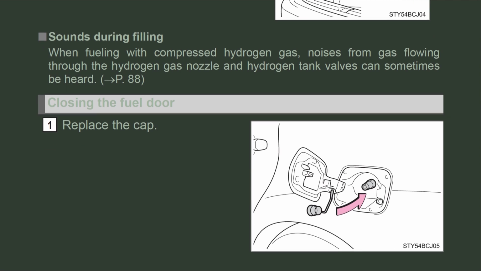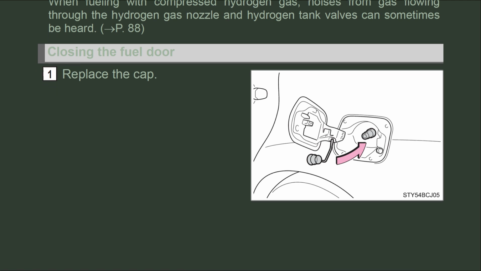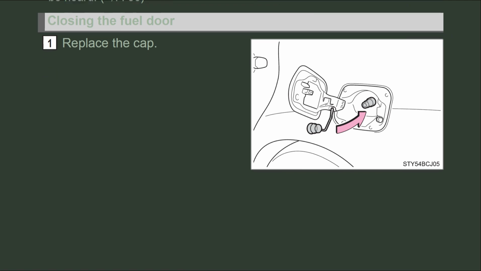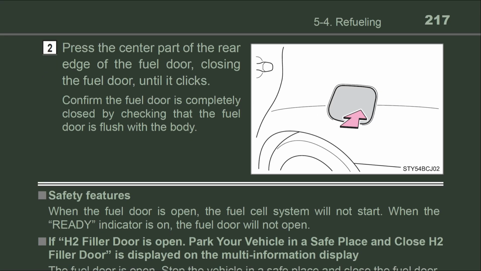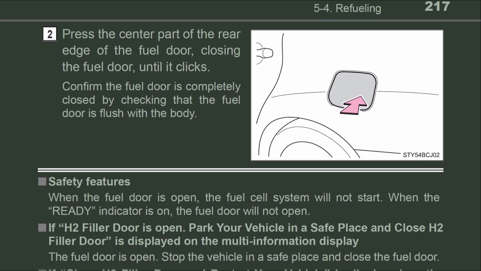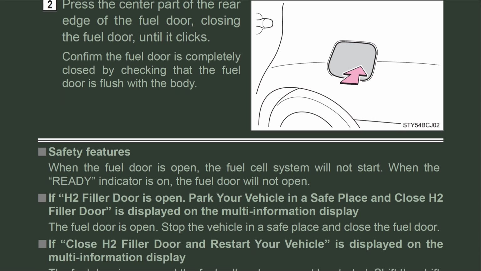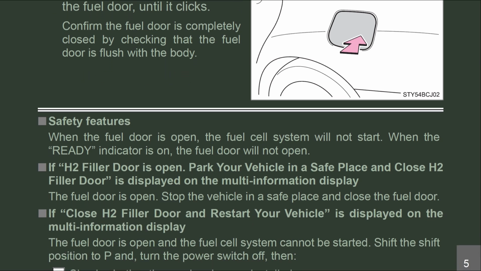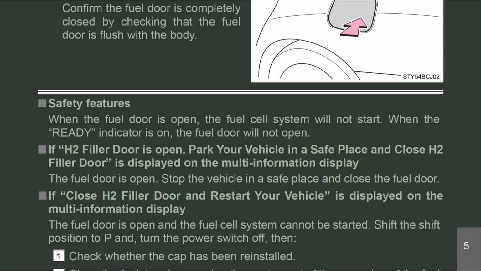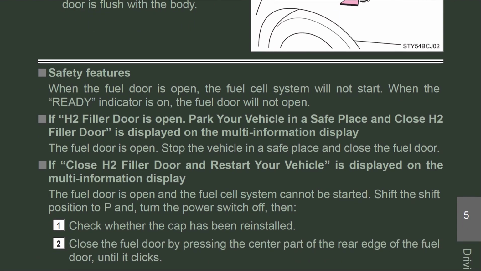Refueling. Press the center part of the rear edge of the fuel door, closing the fuel door, until it clicks. Confirm the fuel door is completely closed by checking that the fuel door is flush with the body. Safety features. When the fuel door is open, the fuel cell system will not start. When the ready indicator is on, the fuel door will not open.